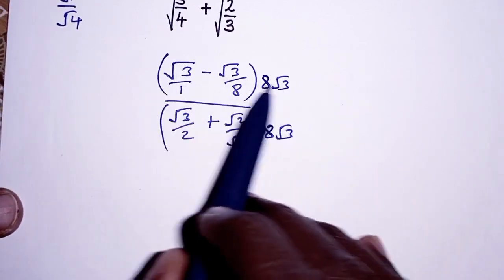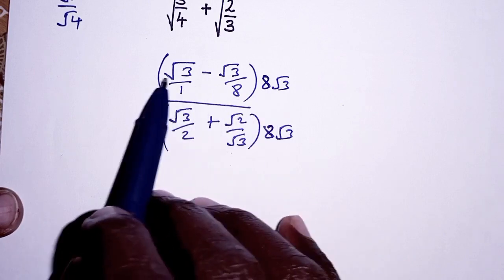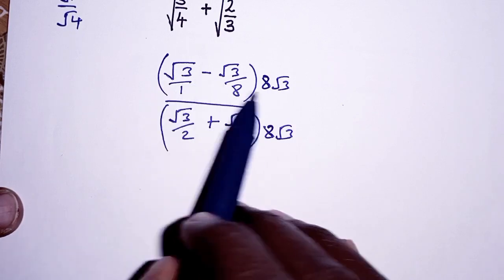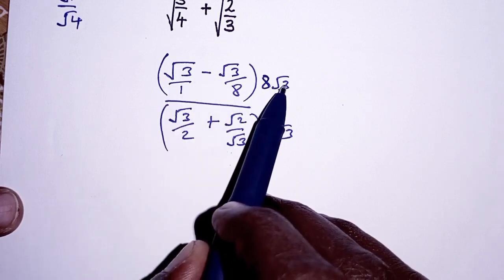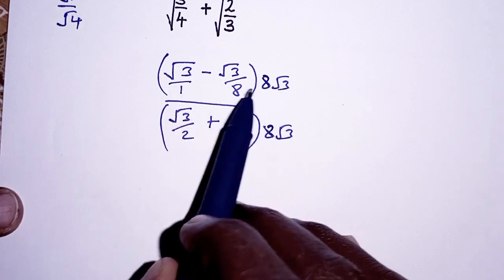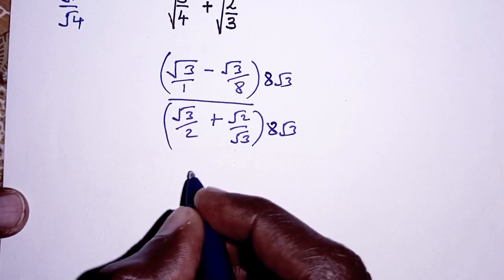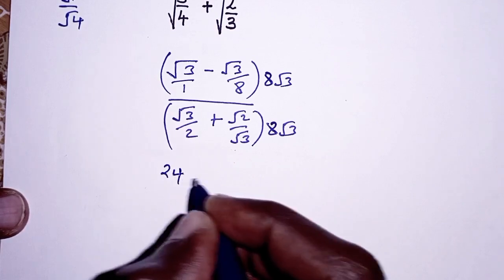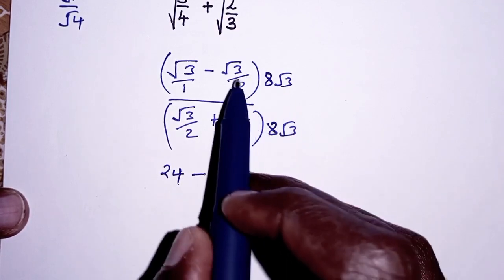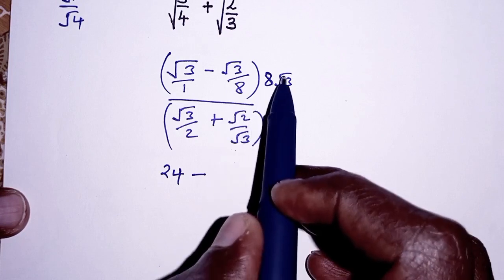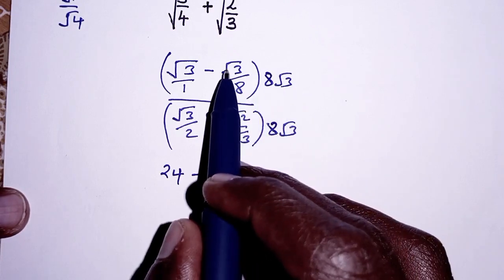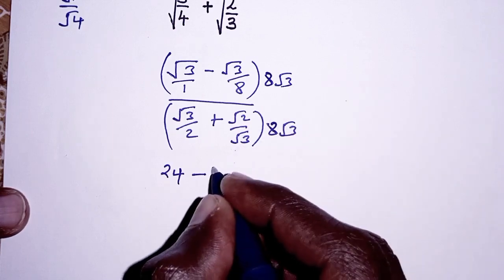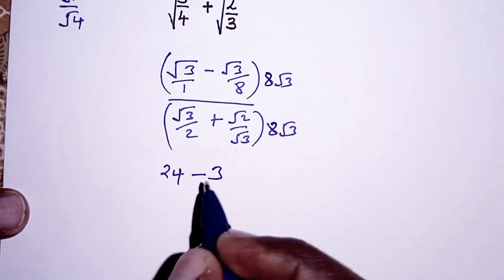So for the numerator, when we open the brackets, we'll have to multiply root 3 by 8 root 3. So root 3 multiplies by root 3 to get 3. 3 by 8, that is 24. So we're going to have 24 minus, and then root 3 over 8 times 8 root 3. 8 cancels with 8, and then root 3 by root 3, that is 3. That is for the numerator.